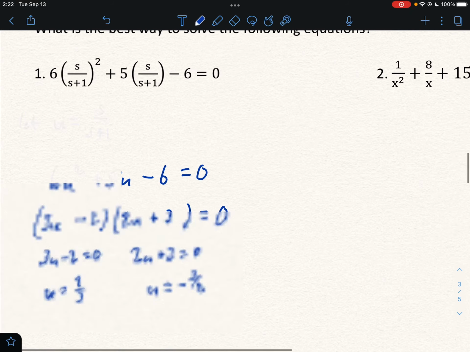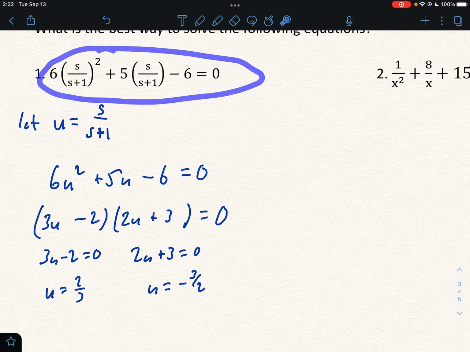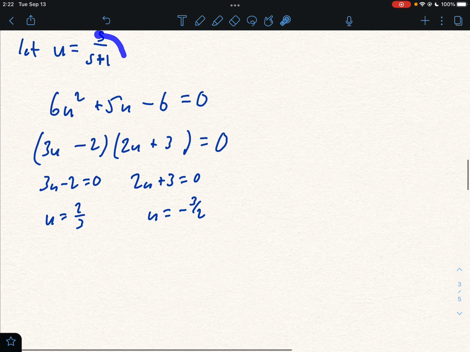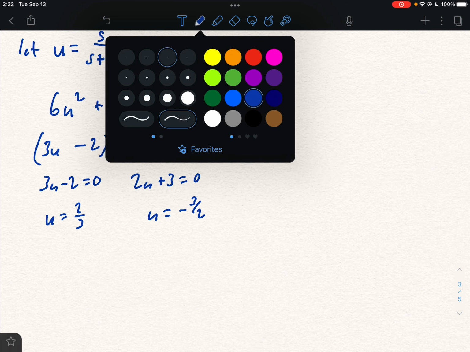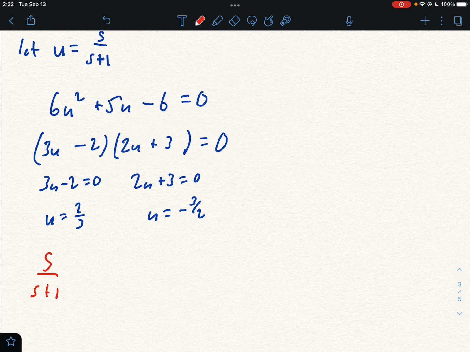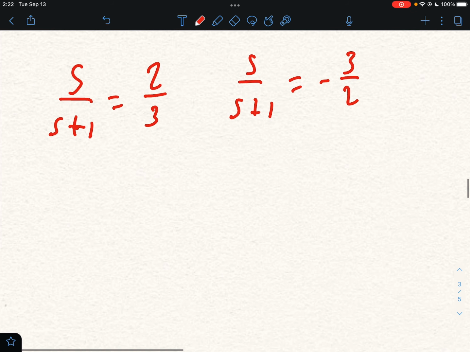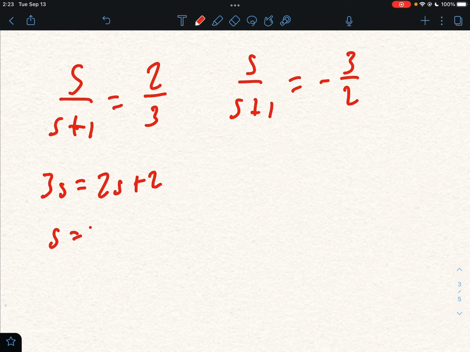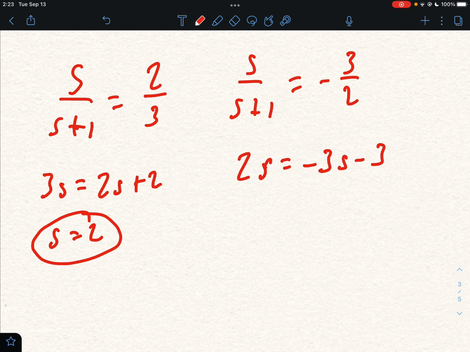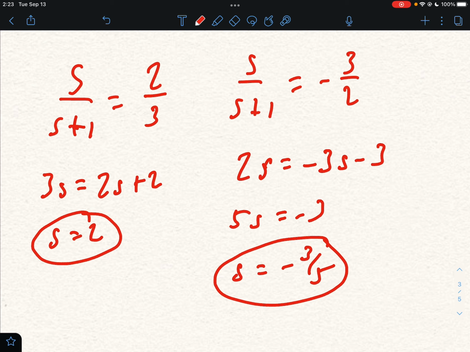All right, but the question does not ask us to solve for u. The question asks us to solve for s, right? So what we're going to do is we're going to resubstitute back in this in for u. So it's s over s plus 1 equals 2/3. S over s plus 1 equals -3/2. We can solve both of these by cross multiplication. So the first one is 3s equals 2s plus 2. Subtract 2s, you get s equals 2. The second one is 2s equals -3s minus 3. Add 3s to both sides and divide by 5. S is -3/5.